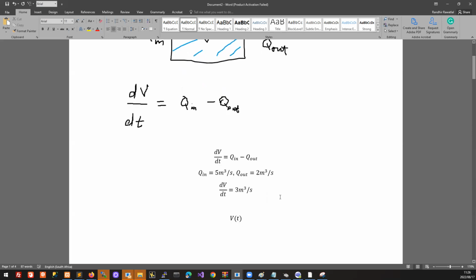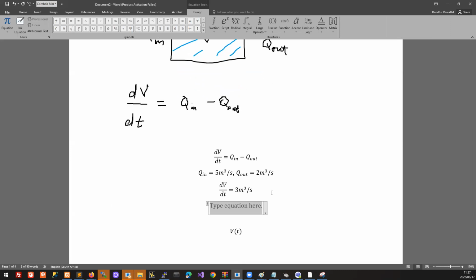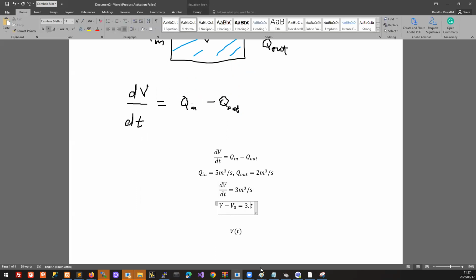And you could integrate this. dV dt is constant, so V is simply 3 times T. But whenever you do integration, it's between 2 points, an upper limit and a lower limit. So your lower limit, let's define that to be V naught, and equivalently, this will be T naught.